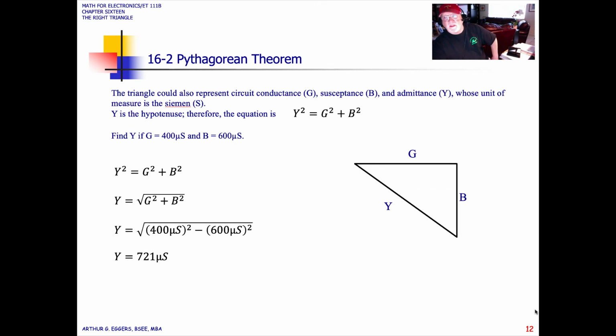Okay, so this is how we solve for those values associated with the Pythagorean theorem. In this case, we're going to do the same thing with an example of susceptance, admittance, and conductance. It follows the exact same path here. You can see, just using the Pythagorean theorem, we end up with Y, the admittance, of 721 microsiemens.